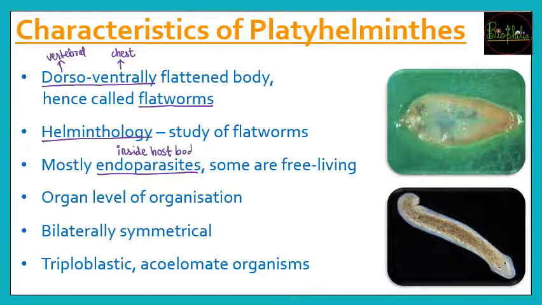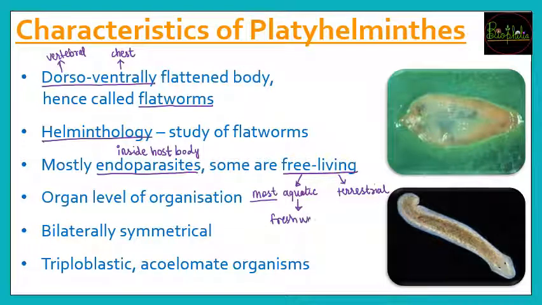And sometimes they can also be found as free living worms. These free living worms can have two habitats. First, they can be aquatic, or in some cases they can be terrestrial as well. So they would be living on land also, but mostly they would be aquatic. And in aquatic also there is a particular example that lives in fresh water. Which is that worm?